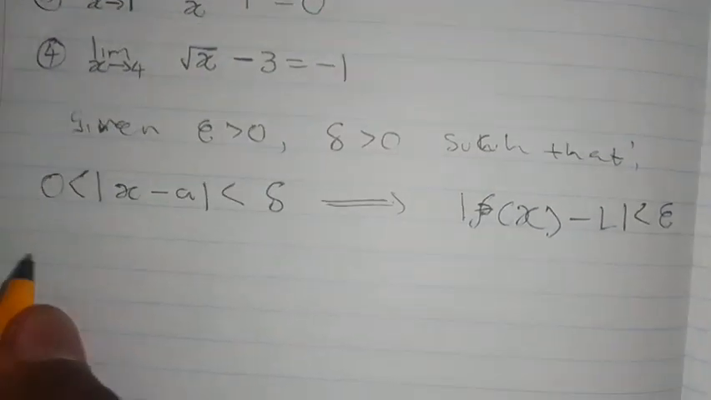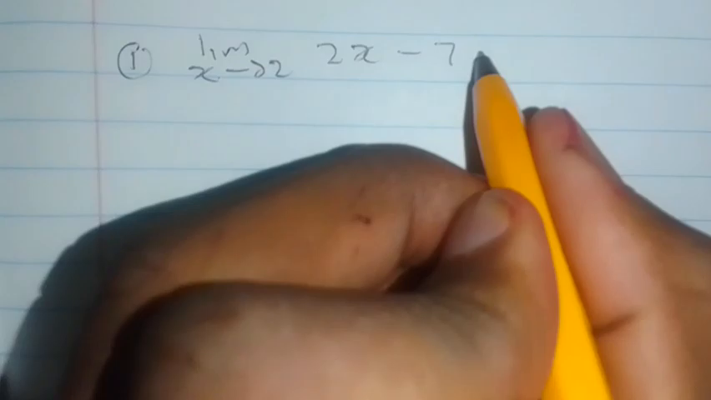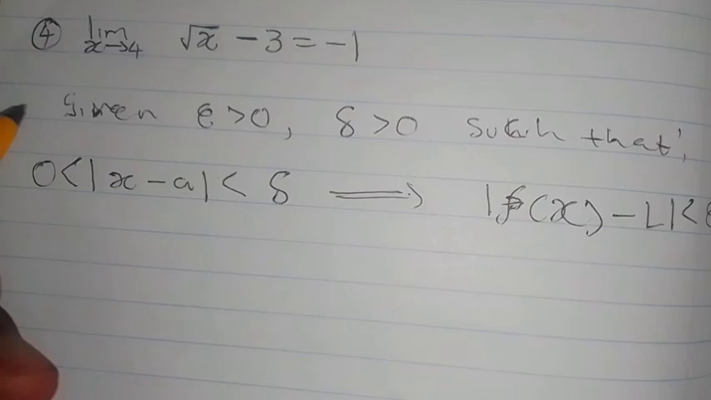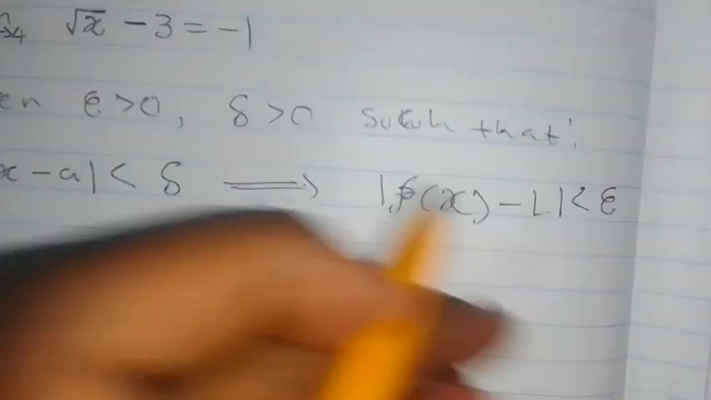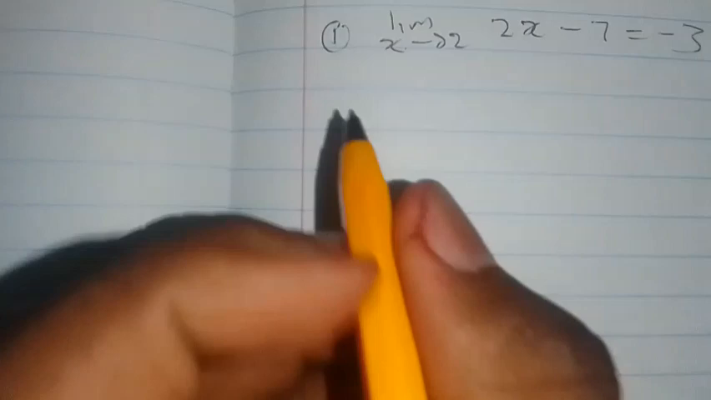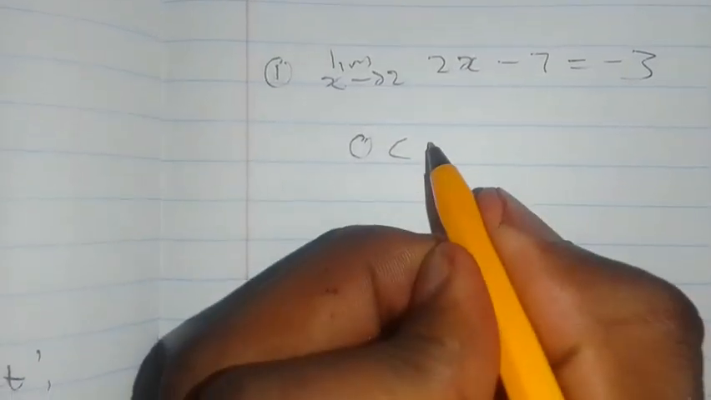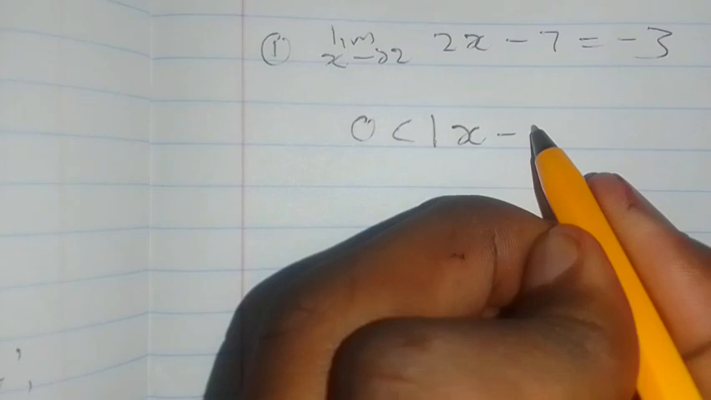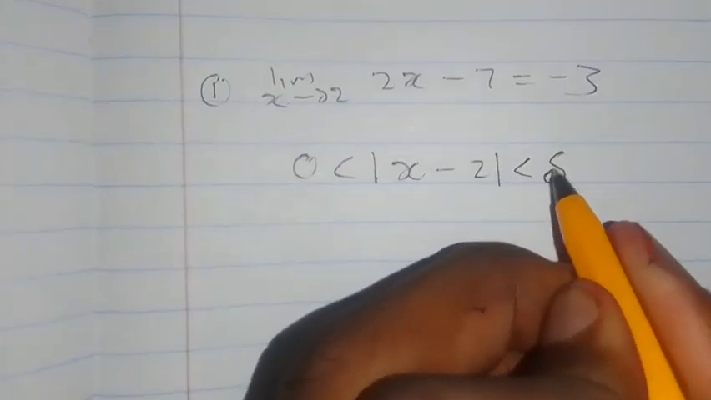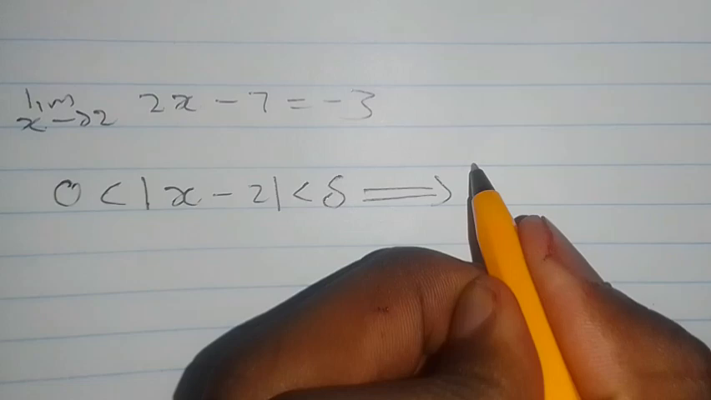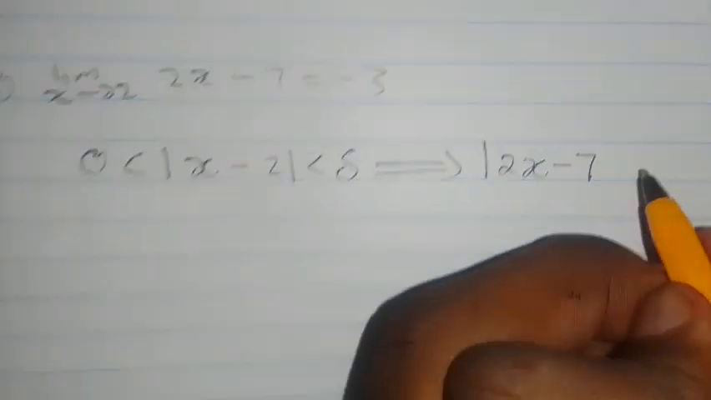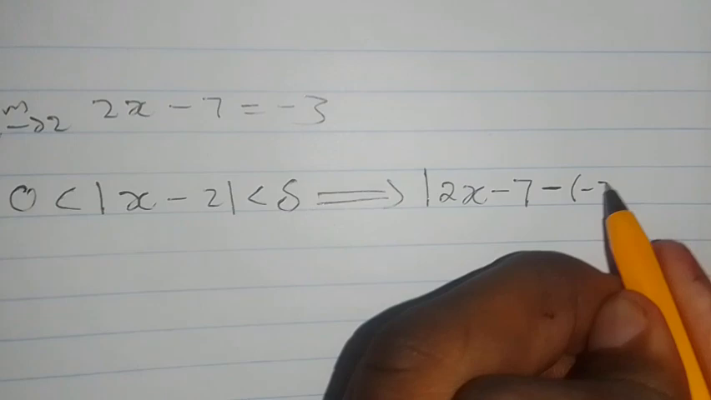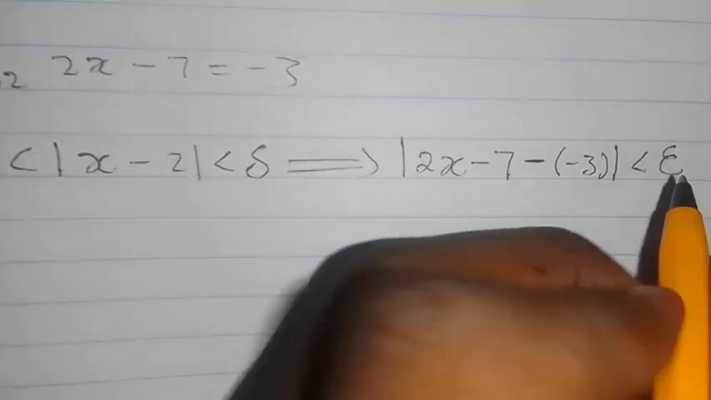The first one says that the limit as x goes to 2 of 2x minus 7 equals minus 3. Whenever you do proofs, you first write this statement. I'm just not going to do it because it's going to waste my time. But this is your first statement, and then you plug everything in. Then you have 0 is less than the absolute value of x minus 2 is less than delta. This will imply that your f of x is 2x minus 7, and the limit value is minus 3, and you want to show that this relationship is valid.